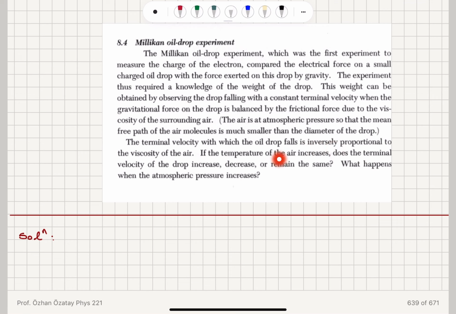If the temperature of the air increases, does the terminal velocity of the drop increase, decrease, or remain the same? What happens when the atmospheric pressure increases?